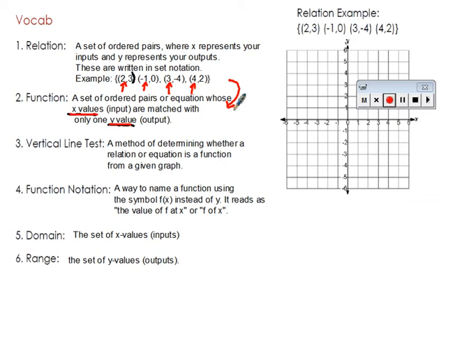The vertical line test is a method of determining whether a relation or equation is a function from a given graph. We will use this test whenever we are given a graph.